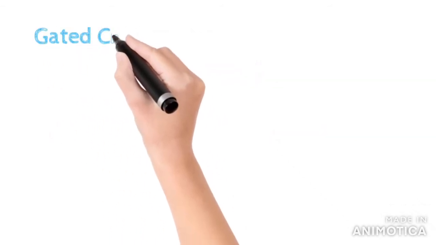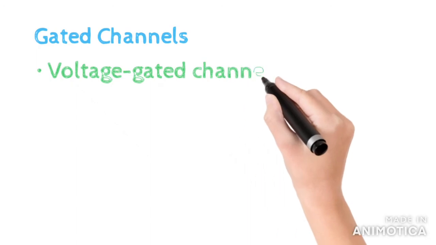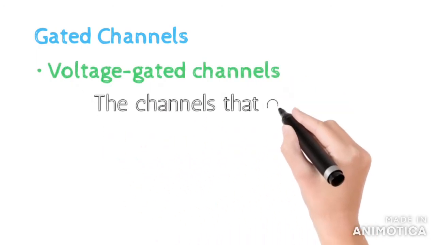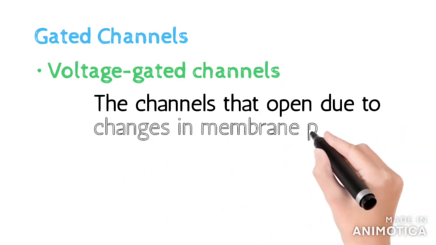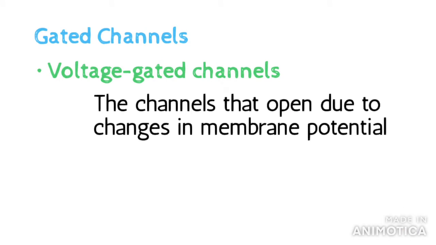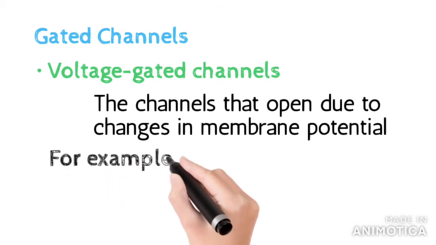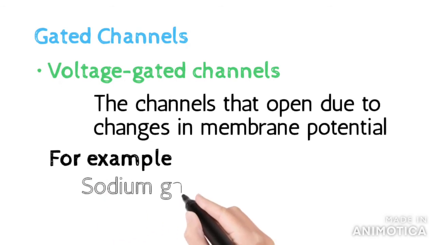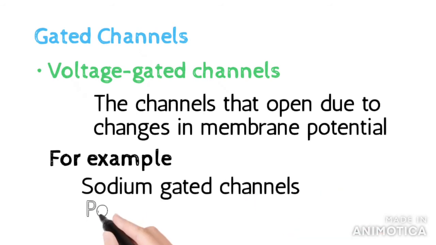Gated channels, as indicated by their name, are the channels having gates on them. There are two types of gated channels. Number one is the voltage gated channels. These channels open when changes occur in the membrane potential, the resting membrane potential. We discuss the membrane potential in our next video. Examples of voltage gated channels are sodium gated channels and the potassium gated channels.